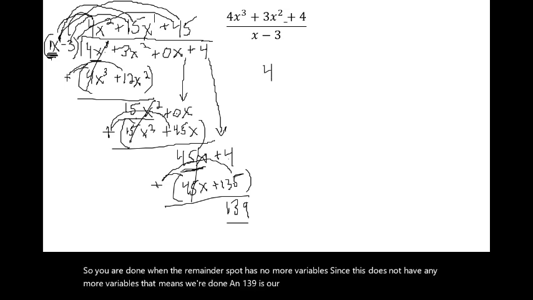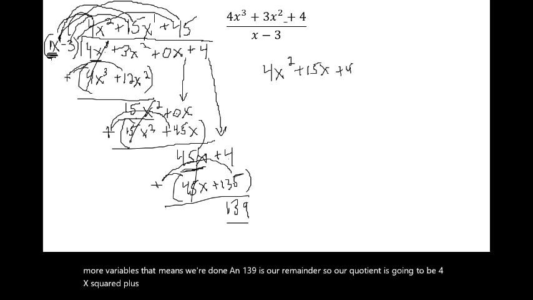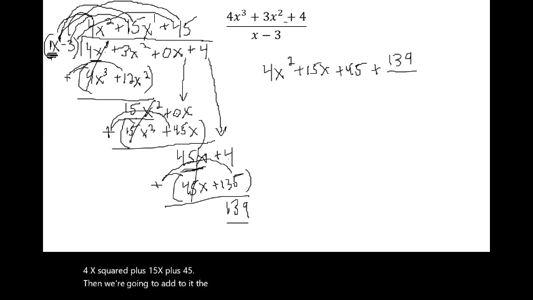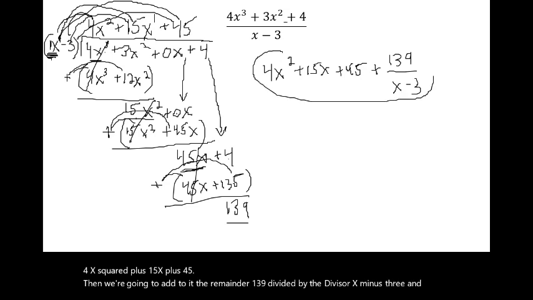So our quotient is going to be 4x squared plus 15x plus 45. Then we're going to add to it the remainder, 139, divided by the divisor, x minus 3. And then this is going to be our final answer.